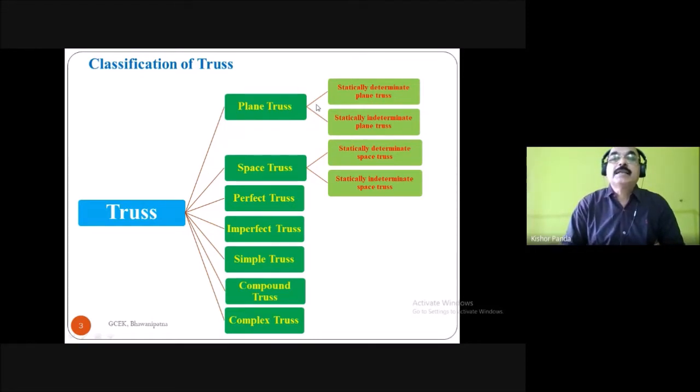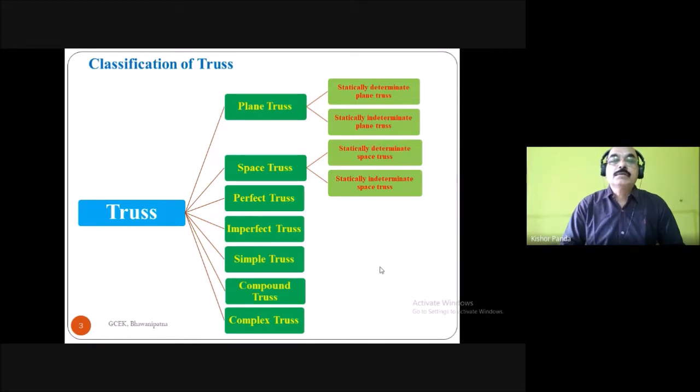The statically determinate plain truss. What is statically determinate plain truss? When m plus r is equal to 2j, the number of unknowns is equal to the number of statical equilibrium equations. That is called the statically determinate plain truss. What is statically indeterminate plain truss? When the number of unknowns is greater than the number of static equilibrium equations, that is called the statically indeterminate plain truss. Similarly, this is space truss also. Statically determinate space truss and statically indeterminate space truss.